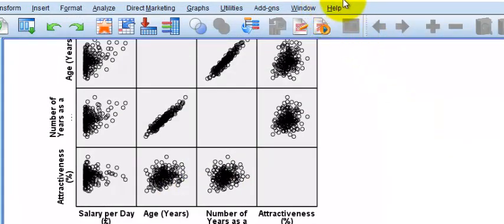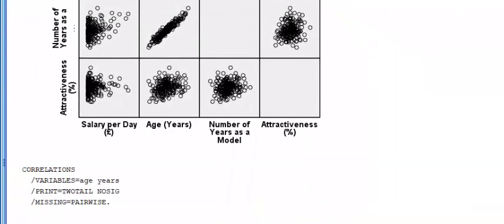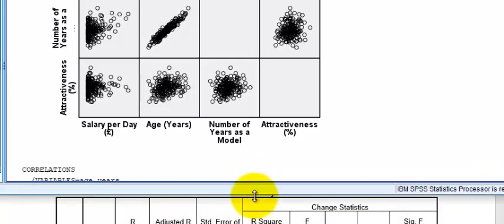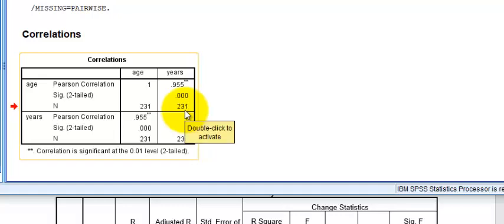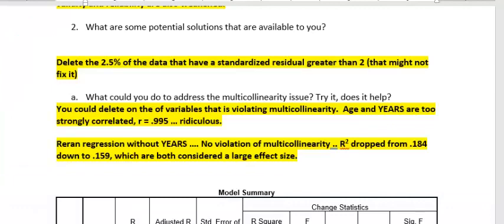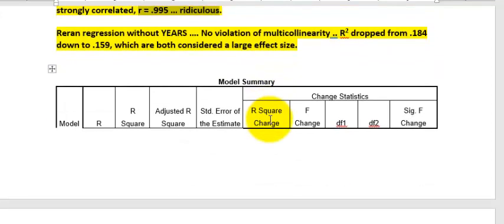So there it is. The correlation between age and years is 0.955. That's bad news for your regression model. You can't use them both. This is what causes multicollinearity. It gives you misleading information during the calculations; it's almost as if you're dividing by 0, which you do not want to do. So I would say these two are too strongly correlated.